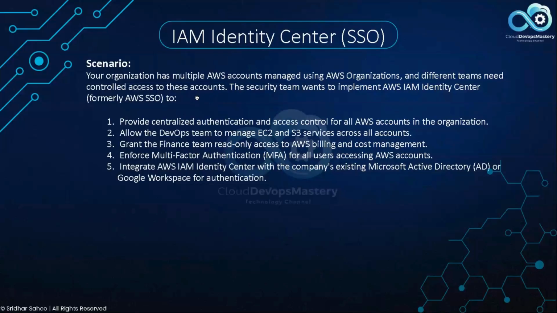You remember when, let's say, your organization has multiple AWS accounts managed using AWS Organizations, and different teams need to control access to these accounts. The security team wants to implement AWS IAM Identity Center. Okay, normally it was called SSO. So what are we going to perform? These are the requirements.